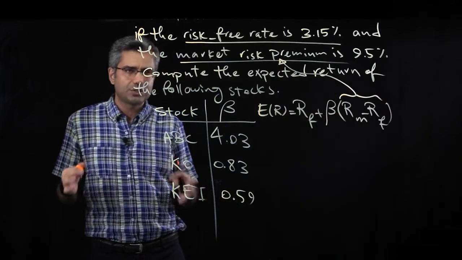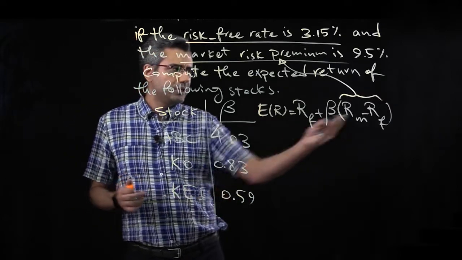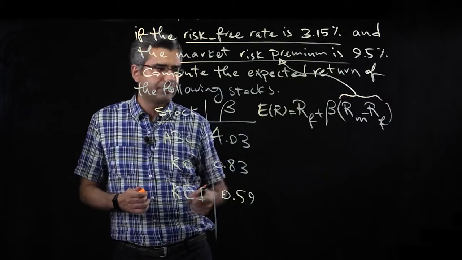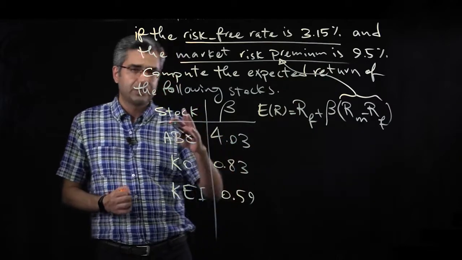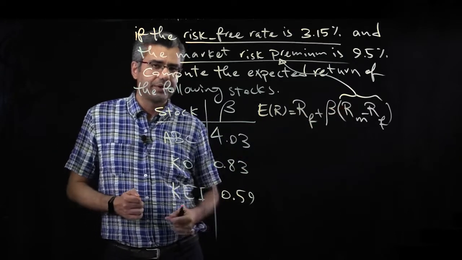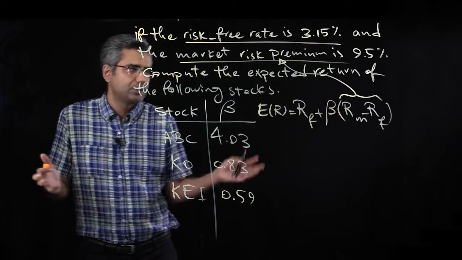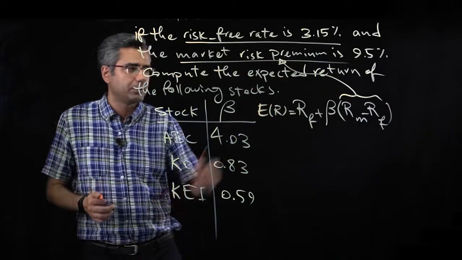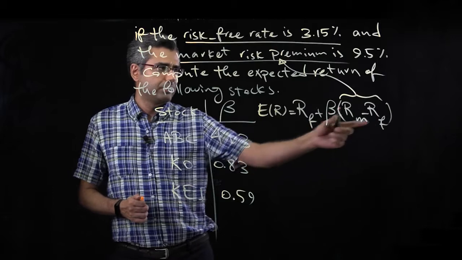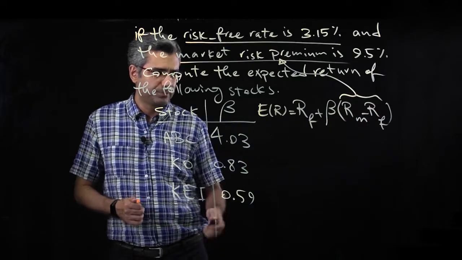So when you have the market risk premium, there is no need to deduct RF from these 9.5. But if in the question you are given the market return, then you need to deduct RF. But here you don't have the market return. Instead, you have the market risk premium. So the whole term means market risk premium, and you have the amount of this whole term.